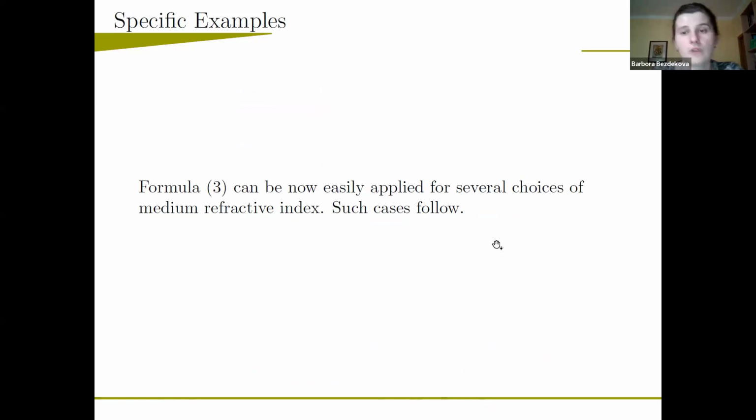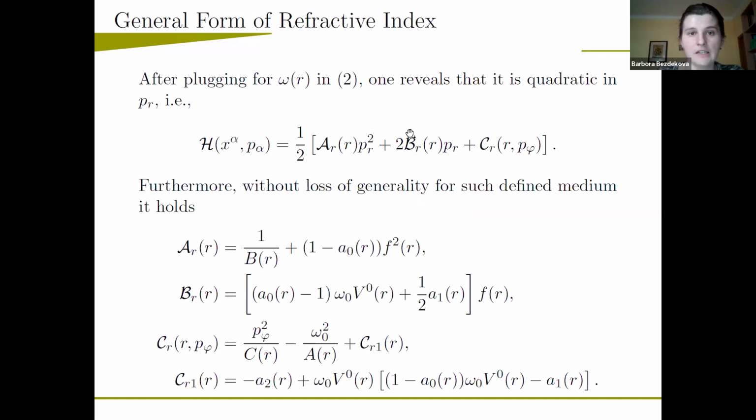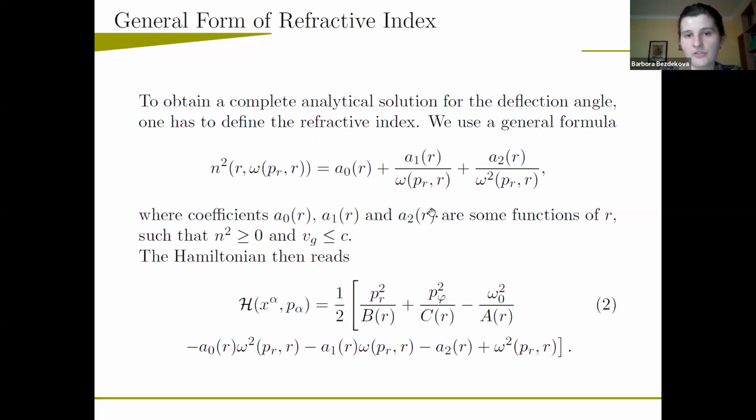Yes. So I can now use this result for particular examples, because here I had this general form of the refractive index.